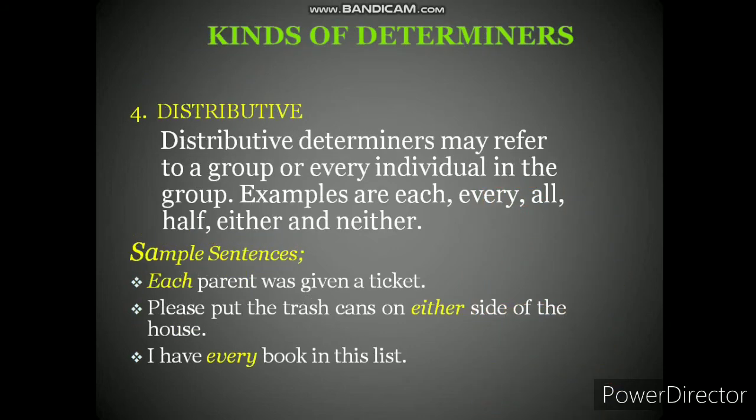Fourth is distributive. Distributive determiners may refer to a group or every individual in the group. Examples are each, every, all, half, either, and neither. Let's see some of the sentences.